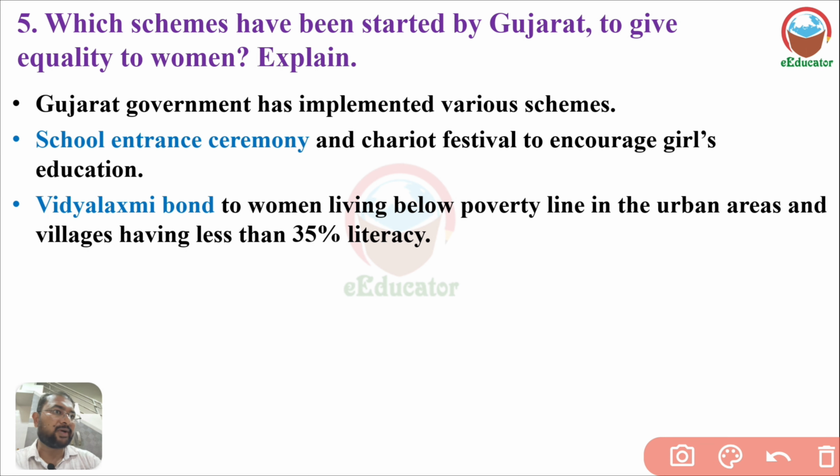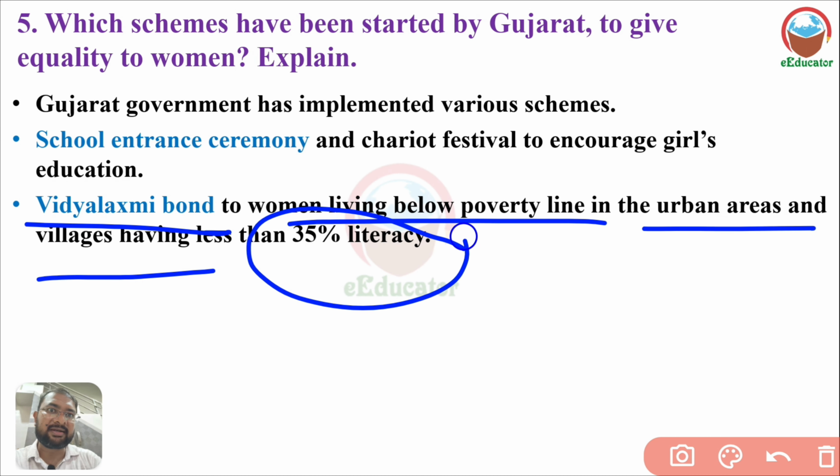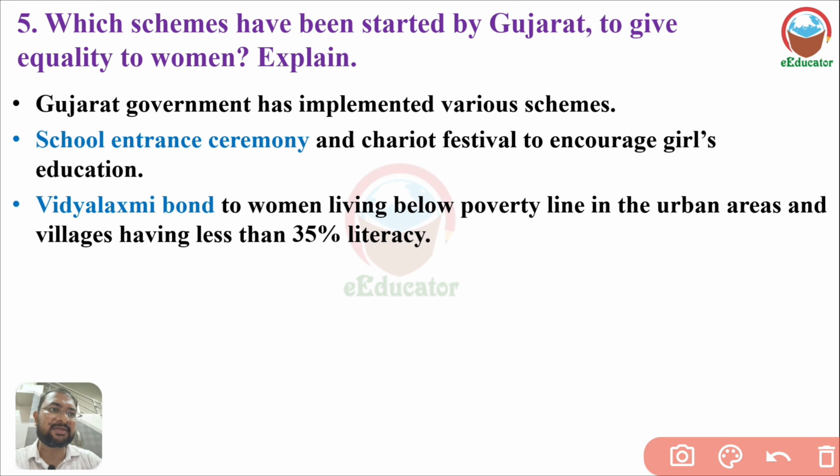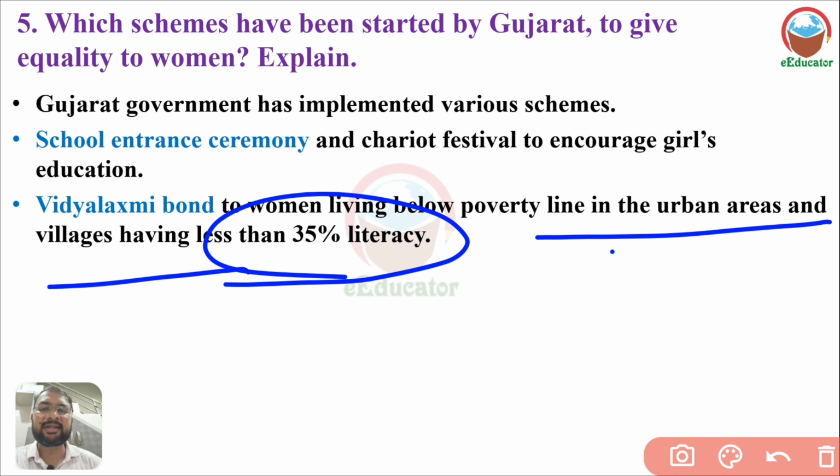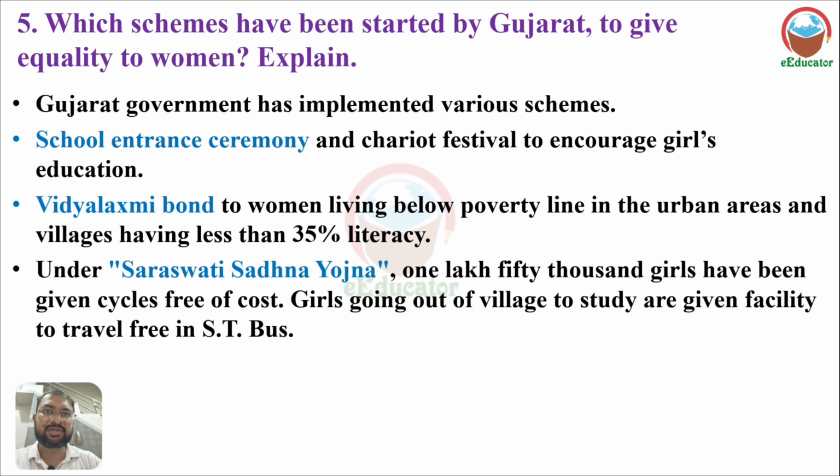Second number, the Vidya Lakshmi bond. The scheme is the Vidya Lakshmi bond for women living below the poverty line, in the urban areas and villages having less than 35% literacy. A Vidya Lakshmi bond, a kind of scholarship, has been given to females, the girl child. Vidya Lakshmi bond is a scholarship scheme. So women living below the poverty line in the urban areas and villages having less than 35% literacy rate, where the Vidya Lakshmi bond has been given to encourage education here.